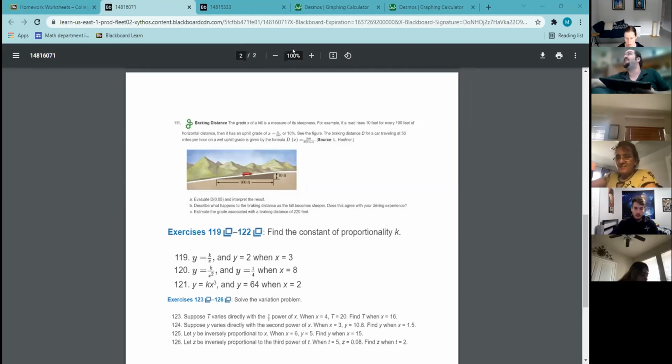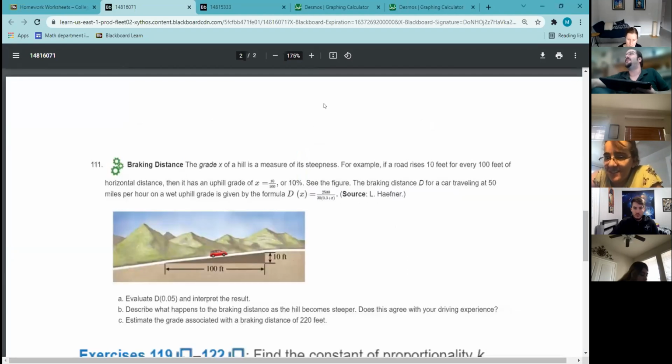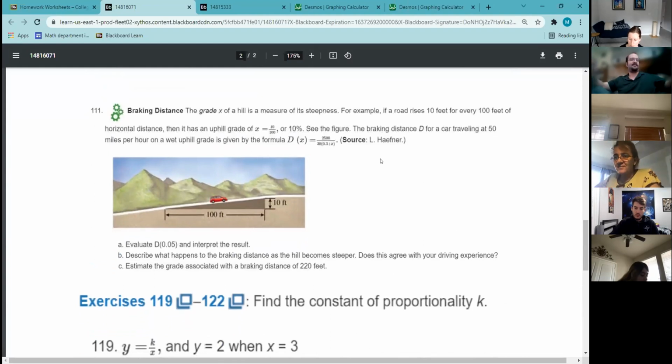All right, so 111 is this one. I want to talk about it a little bit before we get into it. They're finding the braking distance of a car on a wet uphill grade or something. There are different things they can say, dry, downhill or something. We can change it around a little bit depending upon weather conditions.